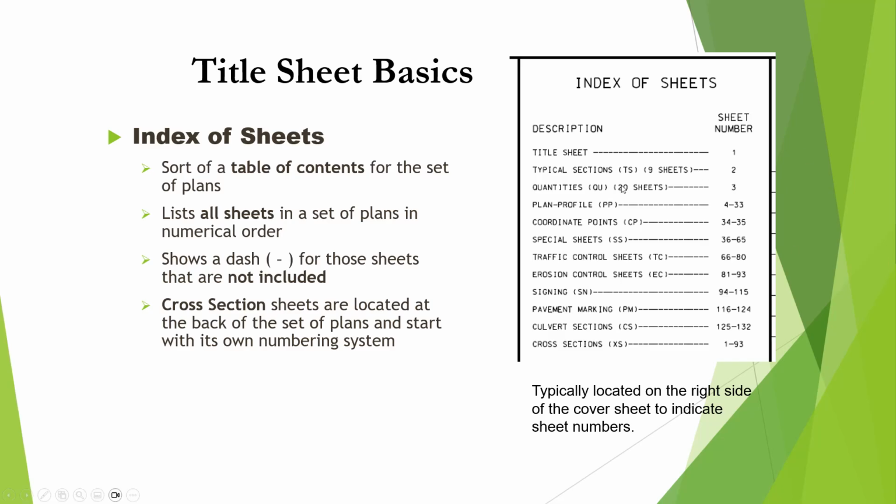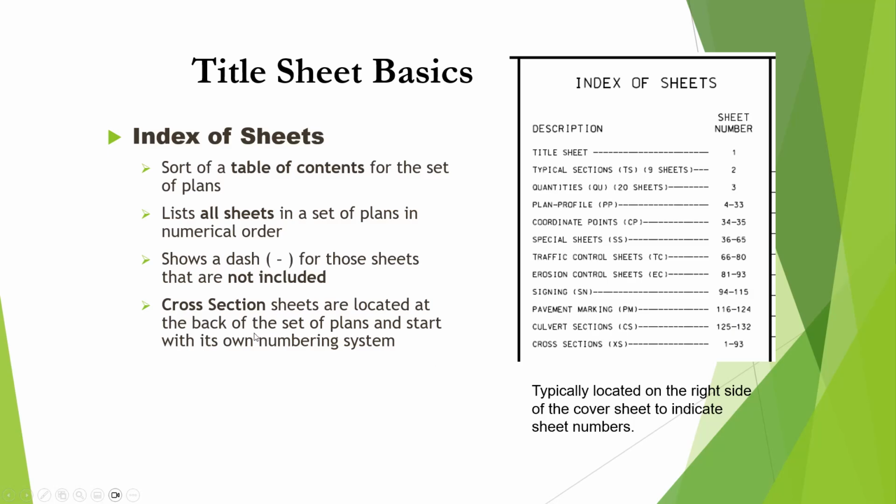Now when you get the plan and profiles and plan sheets, you'll see they're numbered individually, 4 through 33. If it has any special sheets, you'll see them in there as well. Traffic control, erosion control. If there's something that's not in there, if there was not pavement marking, it would just be a dash, okay, showing that there's no sheets for it.